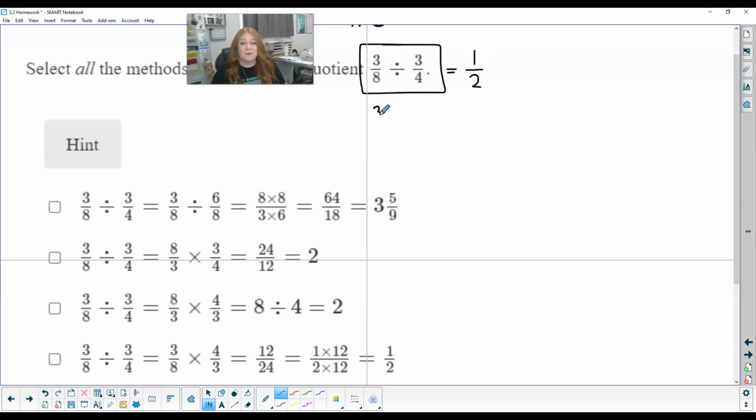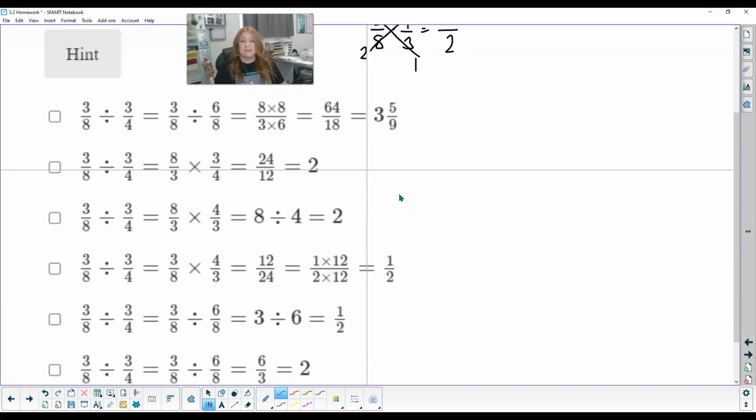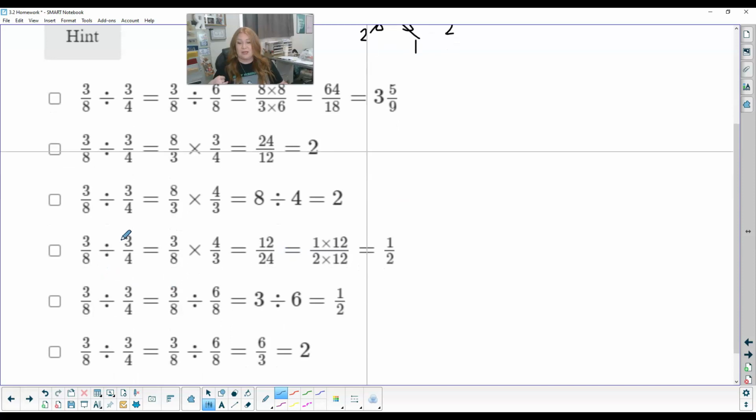I could also use the multiplicative inverse, copy, dot, flop. My 3's cancel out to 1's. My 4 turns into 1. My 8 turns into 2 because 4 is a factor of 8 and 4. 1/2. Look, same answer. So I could use the multiplicative inverse.